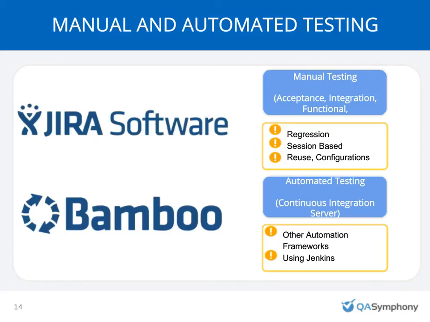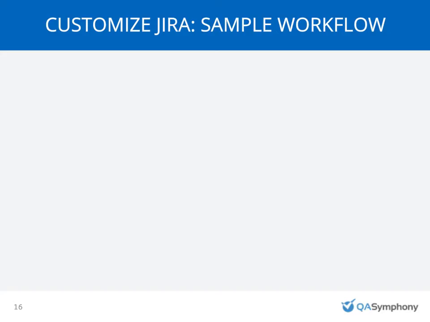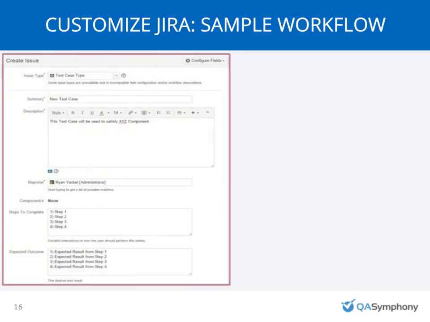In the different options that we have for setting up JIRA for test case management, we're going to go with the first one and talk about that first, which is option A: customize your JIRA issues. And you can do that multiple ways. The first way would be to actually add in an issue type that is a test case type. As you all know, you can customize and create any type of issue that you want inside of JIRA.